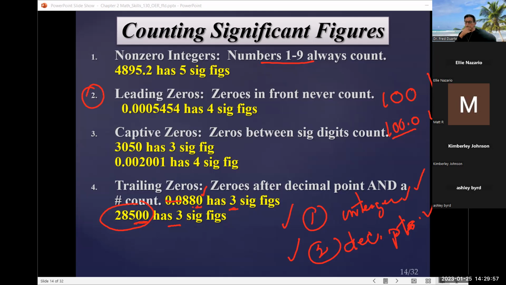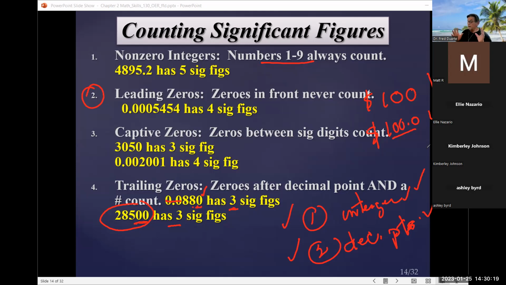Can anybody answer that? Let me put it to you this way. Maybe if I put a dollar symbol. Is there a difference in value between $100 or 100.0? No, no difference in value.